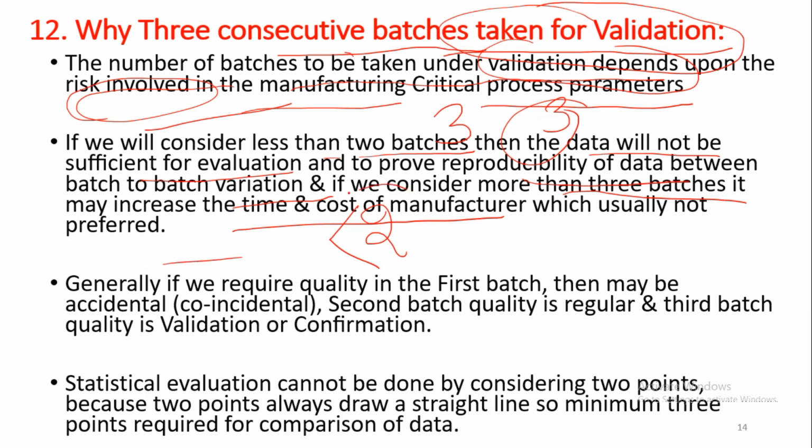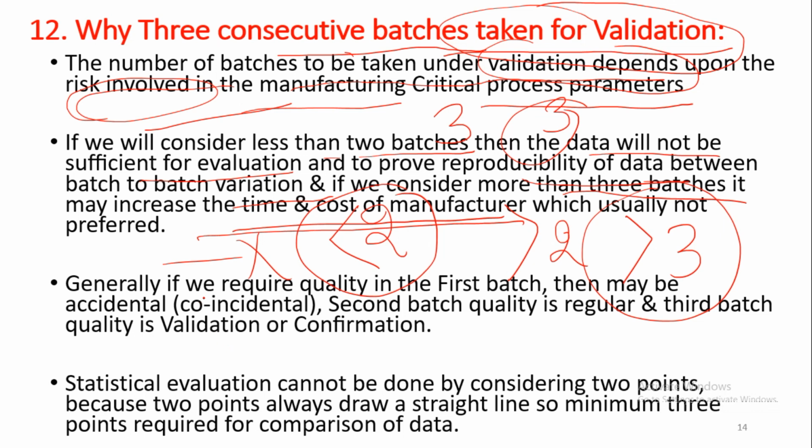So you understand, less than two batches, the data will not be sufficient, and more than three, the time and cost of the manufacturer will increase. Generally, if we achieve quality in the first batch, it may be accidental, coincidental. Suppose we have taken batch number one and achieved the quality in this, it may be accidental, right? It may be coincidental.